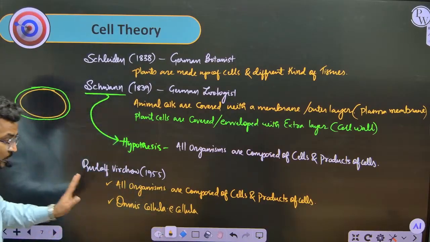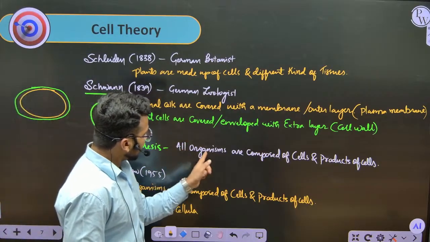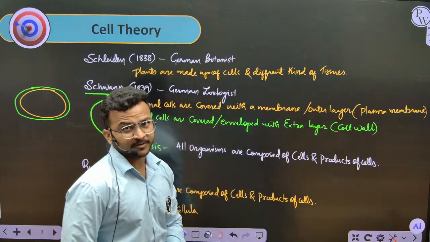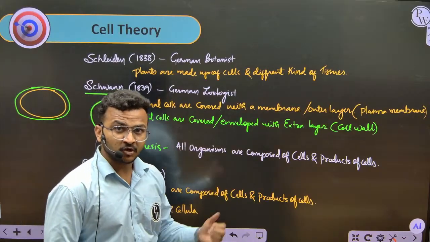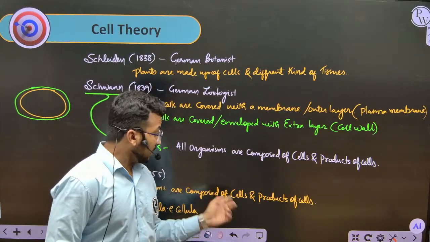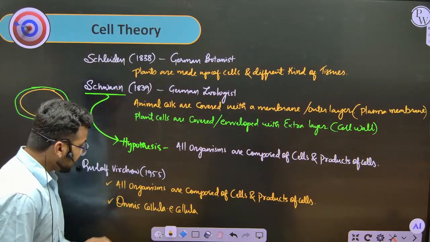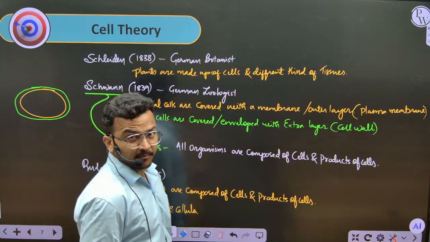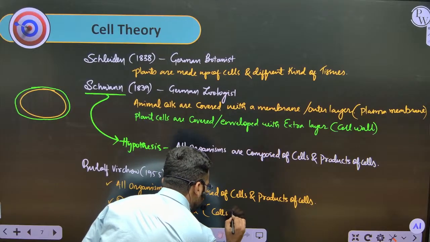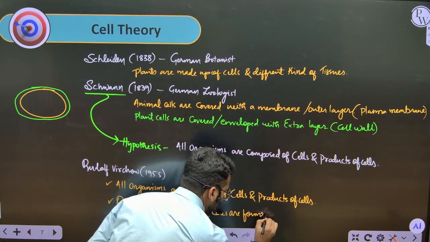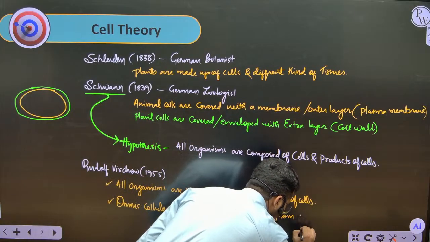Now it has become the modern cell theory. It is true that all organisms are composed of cells and products of cells; that is the statement given by Schwann, that hypothesis. Along with that, he added this statement to the cell theory. So omnis cellula e cellula means that cells are formed from pre-existing cells.